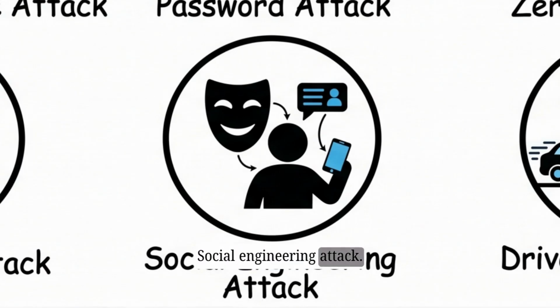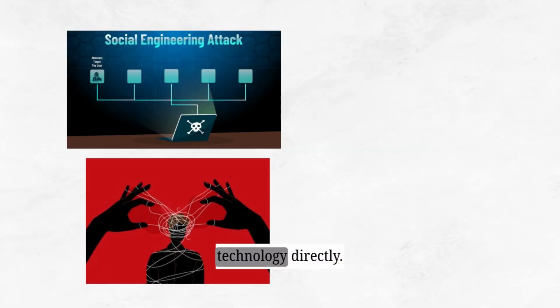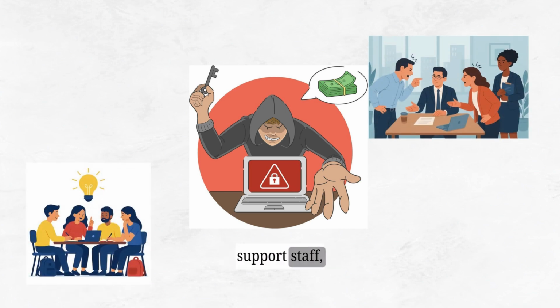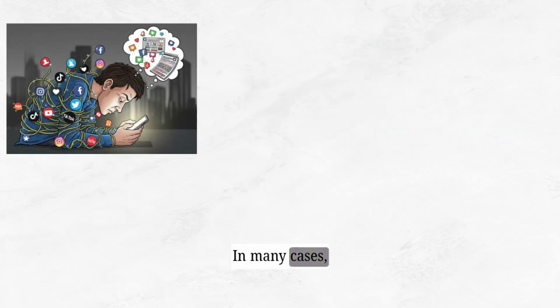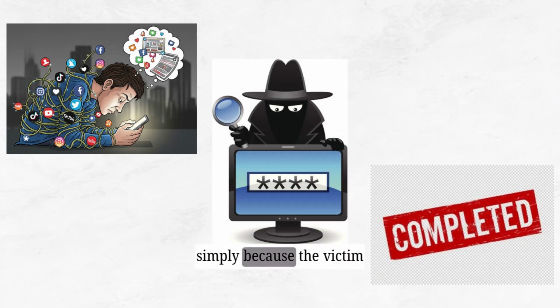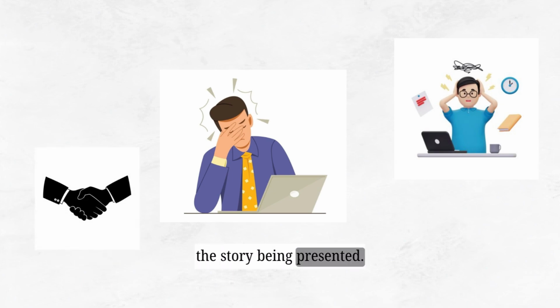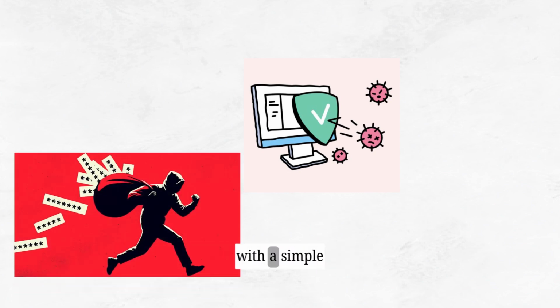Social engineering attack. A social engineering attack manipulates people instead of targeting technology directly. Hackers may pretend to be co-workers, support staff, or trusted contacts in order to gain access to information or systems. In many cases, the attacker succeeds simply because the victim feels pressured, rushed, or convinced by the story being presented. Some of the largest security breaches in history began with a simple act of deception rather than advanced hacking tools.